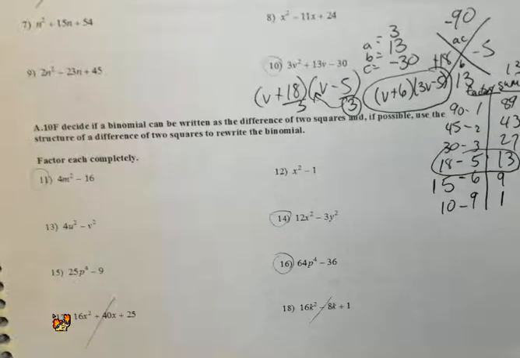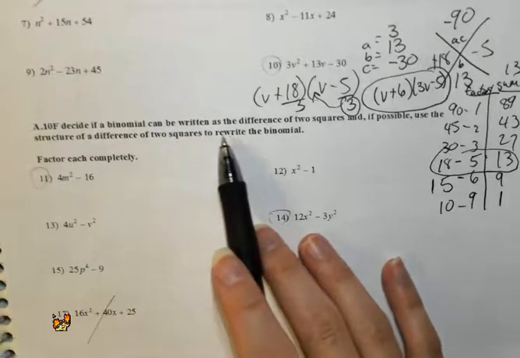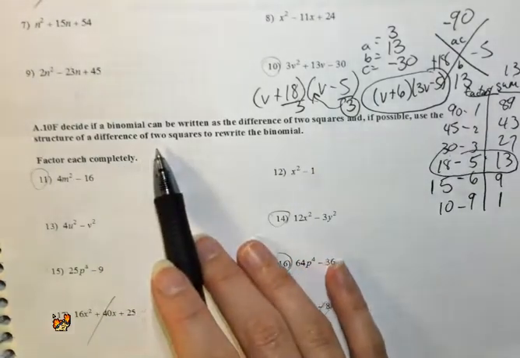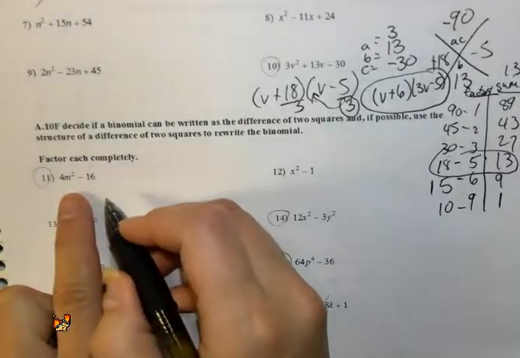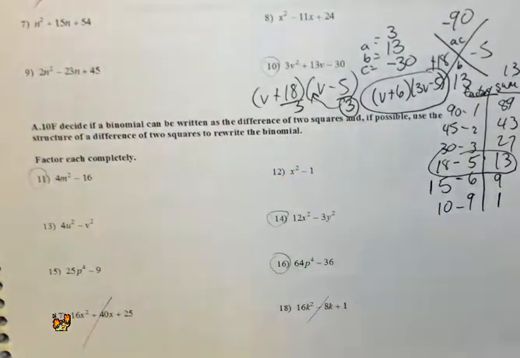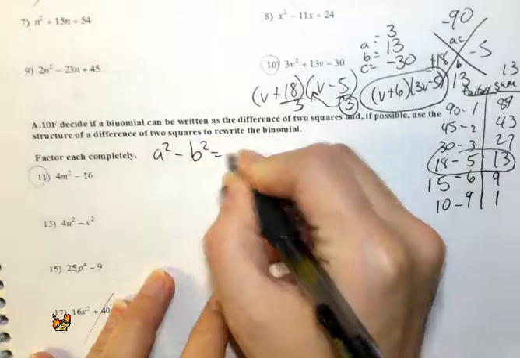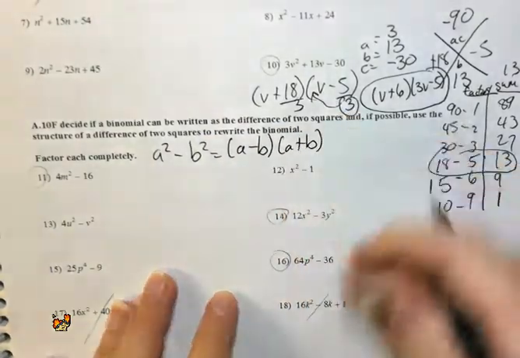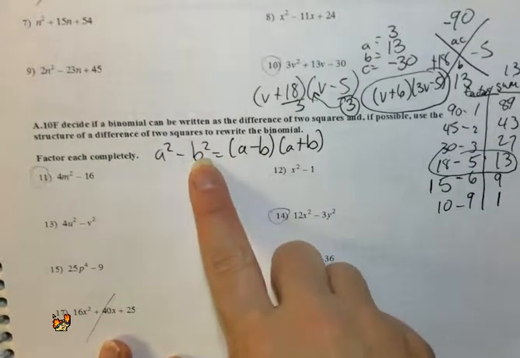Now let's look at 10f from Algebra 1. Decide if a binomial could be written as the difference of two squares and, if possible, use the structure of a difference of two squares to rewrite the binomial. So we have 4m squared minus 16. First we want to recall the difference of squares formula. We have a squared minus b squared equals a minus b times a plus b. To find a and b, we just take the square root of the first and second terms.